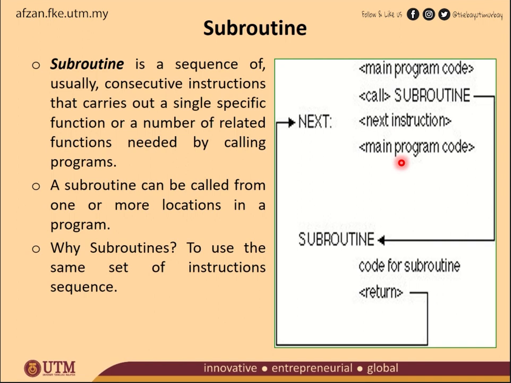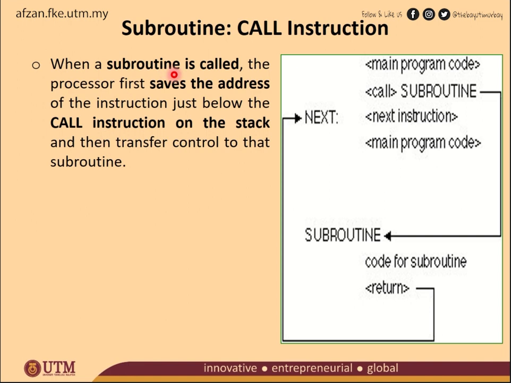So why are we going to use the subroutine, right? The reason why we use a subroutine is to use the same set of instructions sequentially or repeatedly. So when a subroutine is called, this is what happens every time you call a subroutine. The processor first saves the address of the instruction just below the call instruction on the stack and then transfers control to that subroutine. So whenever you see the call instruction here, it will go to your subroutine, and before it goes into this subroutine, the microprocessor will save the address of the instruction just below this call instruction to your stack, and after that it goes to this subroutine.